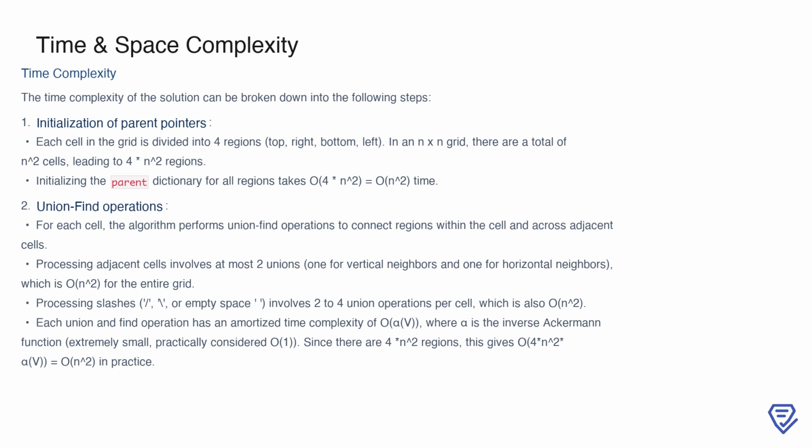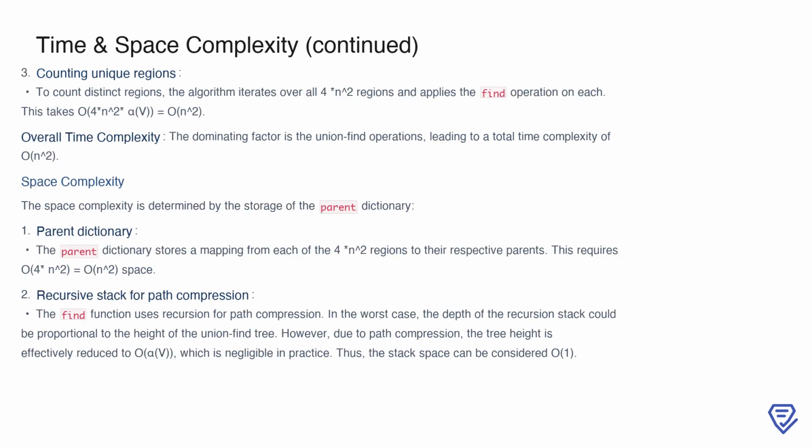Importantly, each union and find operation has an amortized time complexity of alpha v, where alpha is the inverse Ackermann function. Since this function grows extremely slowly and is nearly constant for practical input sizes, the time complexity of these operations effectively remains n squared when considering all regions together. After initializing the parent pointers and performing the union find operations, the final step is to count the number of unique regions in the grid.